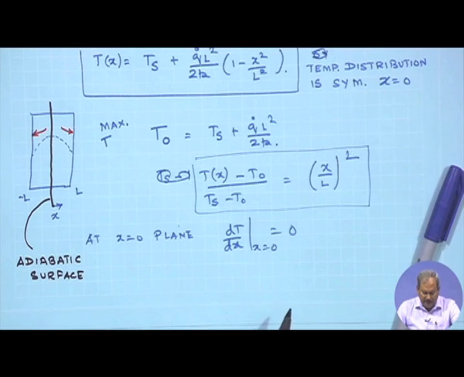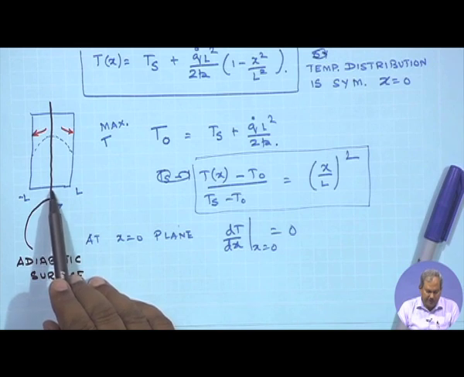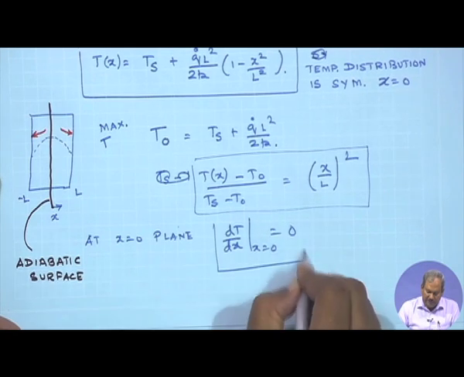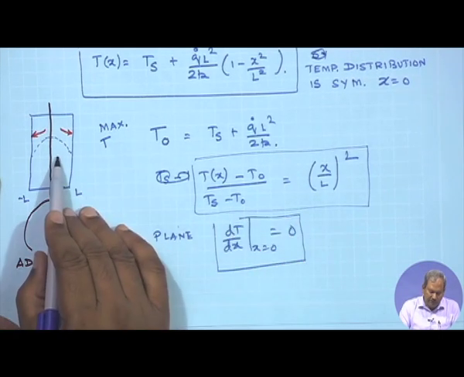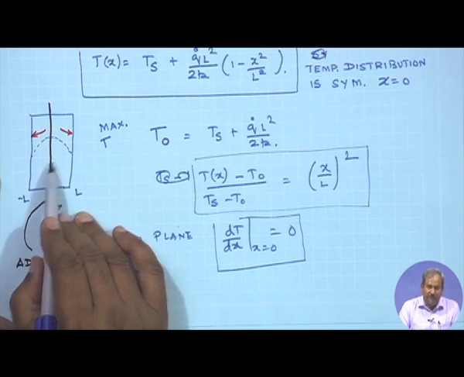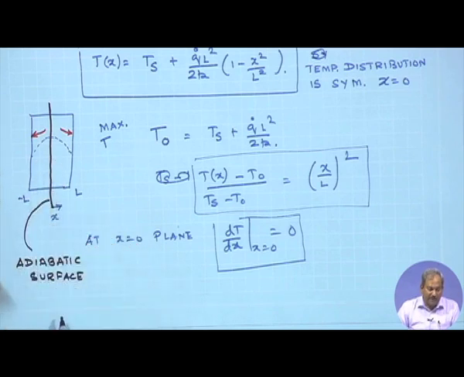That is, at x equals 0, the plane x equals 0 would simply be an adiabatic wall, since you have dT/dx equals 0. So no heat flow crosses this plane in either direction. So this is truly an adiabatic surface.